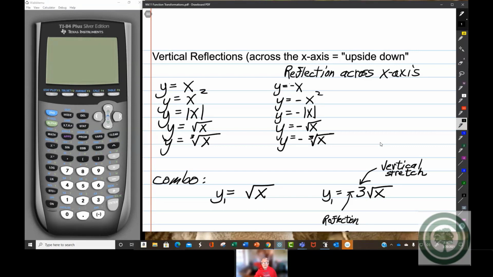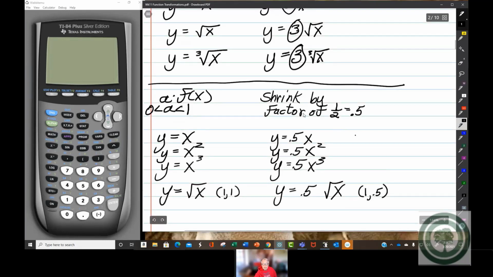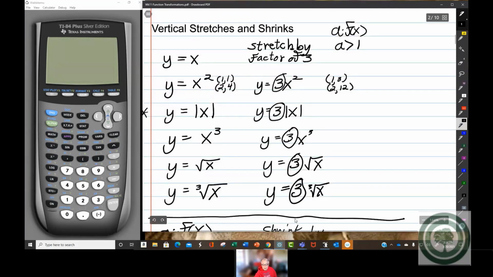These don't affect the function itself. A square root is still a square root. Notice that x squared stays the same. The absolute value of x stays the same. The square root of x stays the same. The cube root of x stays the same. The action is occurring either in front with the reflection across the x-axis, or the shrink, or the stretch. Those occur in front of the function itself.